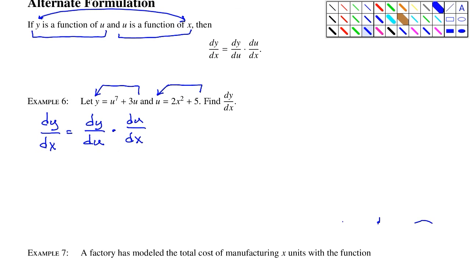Now I just work out these different things. dy/du is the derivative of the y equals a function of u function. So that would be 7u to the 6th plus 3. That's the derivative of this function here. Times, now I need du/dx. That is going to be the derivative of the second function here. And the derivative of that is 4x.